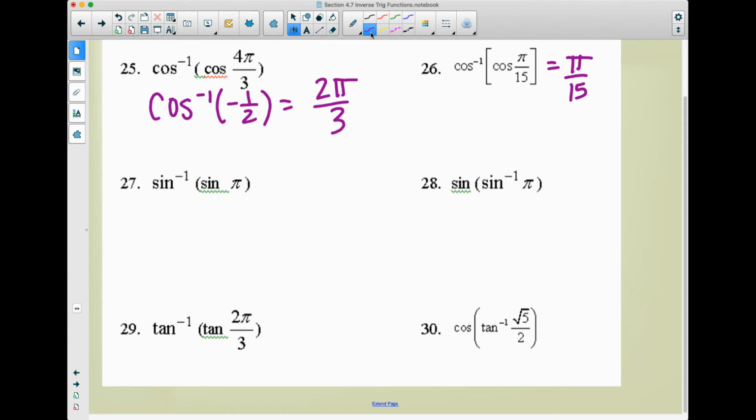What does sine equal at pi? 0. But where is sine 0? 0. Where is sine pi? Be careful. Where is sine pi? Undefined. What does pi equal?